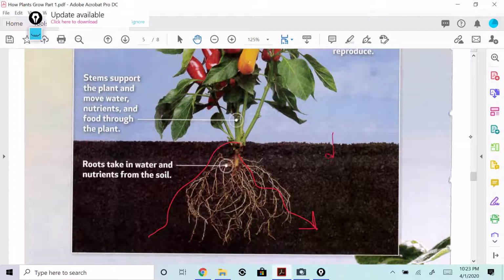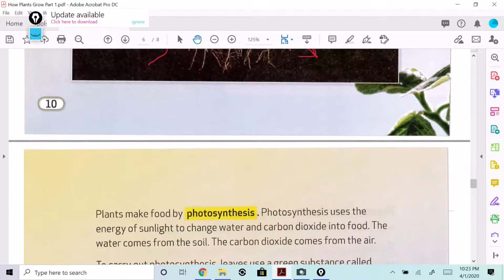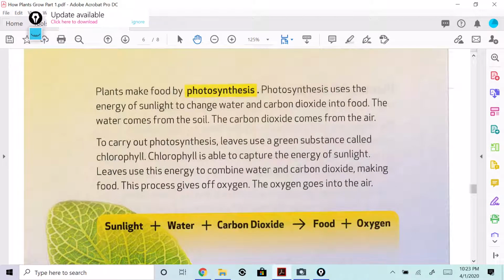The soil has nutrients and food that it brings up. So when it gets that, it brings it up through the plant and into the leaves, right? And then the leaves use photosynthesis to turn those nutrients into food for the plant. Sunlight, all that stuff. Plants make food by photosynthesis. Photosynthesis uses the energy of sunlight to change water and carbon dioxide into food. You know, carbon dioxide is what we breathe out, right? The water comes from the soil, the carbon dioxide comes from the air, right?